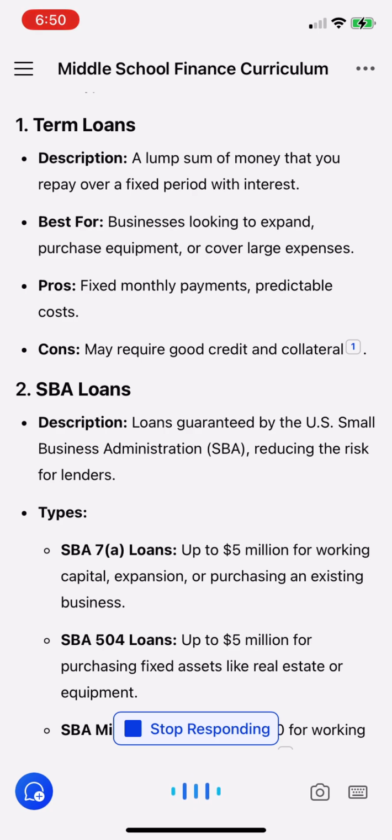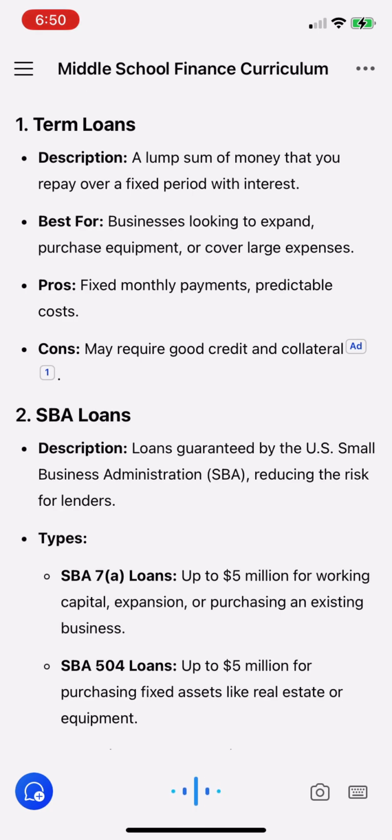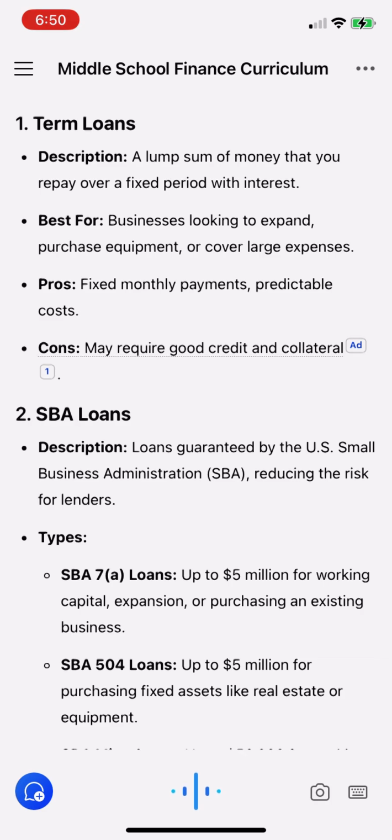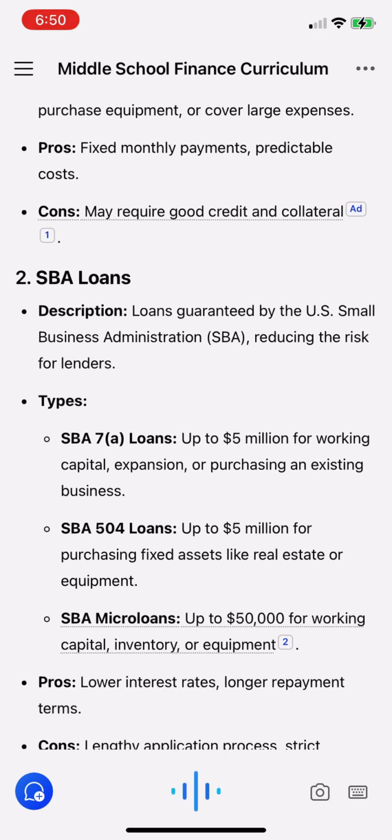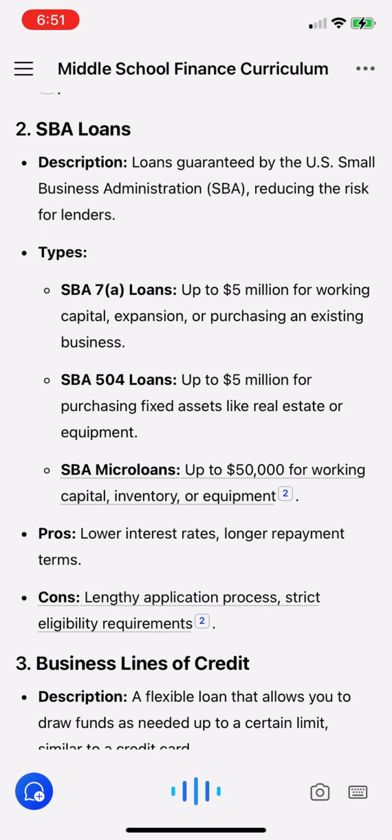Pros: fixed monthly payments, predictable costs. Cons: may require good credit and collateral. 2. SBA loans. Description: loans guaranteed by the U.S. Small Business Administration (SBA), reducing the risk for lenders.